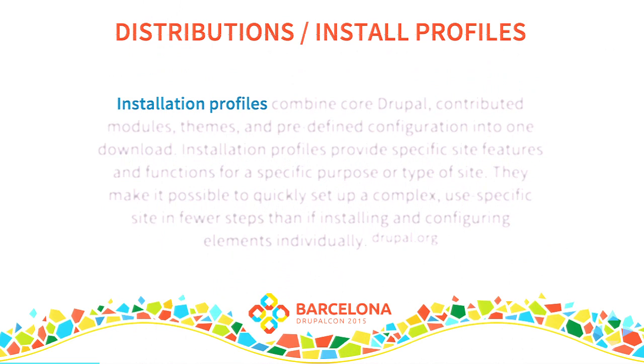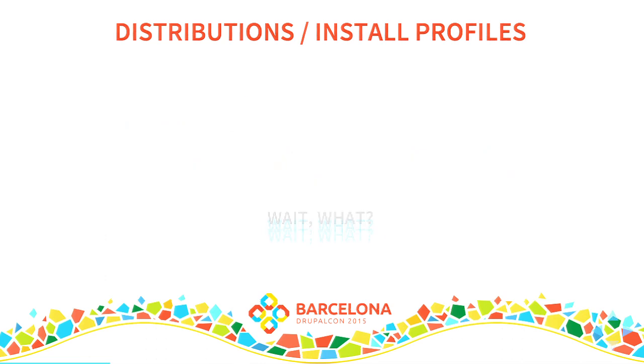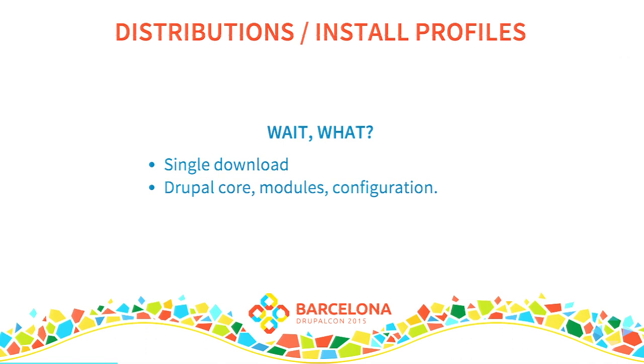When you look up installation profiles, it tells you it combines Drupal core, contributed modules, themes, configurations into one download. And I'm like, wait, what? It says exactly the same, it's just different grammar. So can we consider it the same? And then I thought, well, I don't like having two words and then not differentiating between them, so I dug more into it. And what they both say, it's a single download, and they both say it's Drupal core modules, configuration, but there must be a difference.